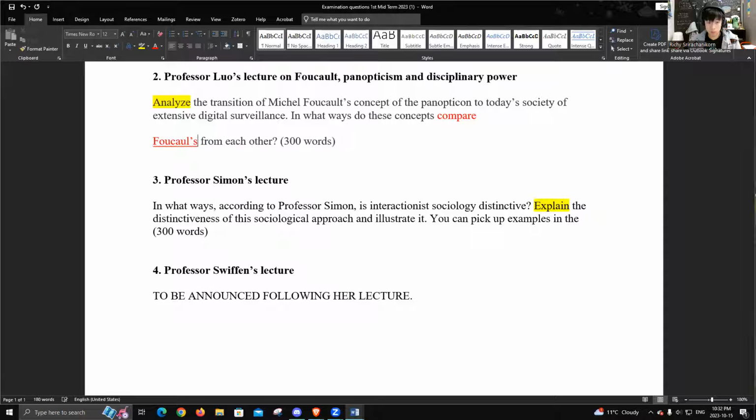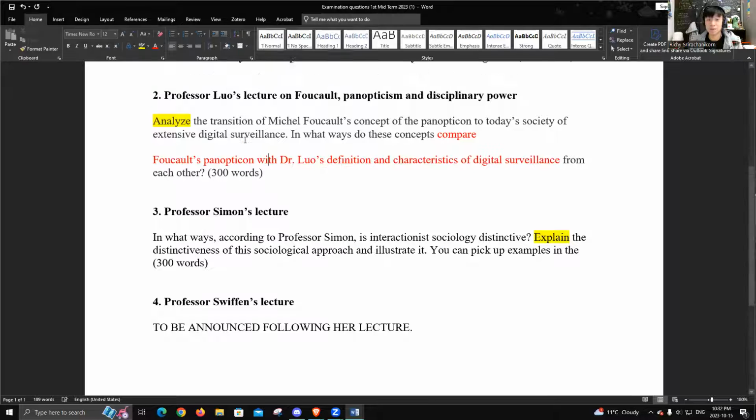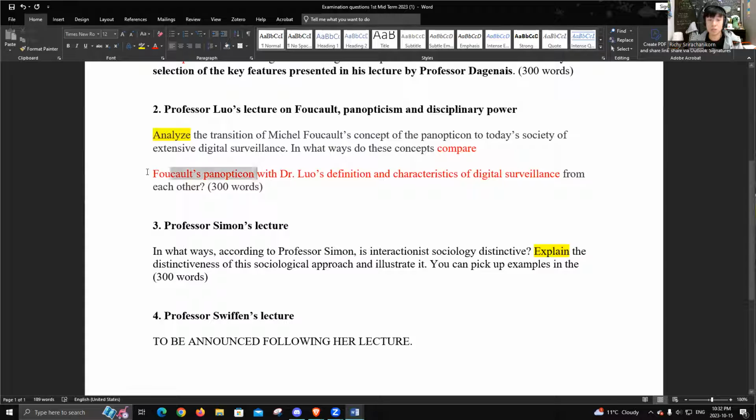Foucault's panopticon with Dr. Luo's definition and characteristics of digital surveillance. Make sure you practice, otherwise you will make all these typos like me, right? So easy peasy lemon squeezy.